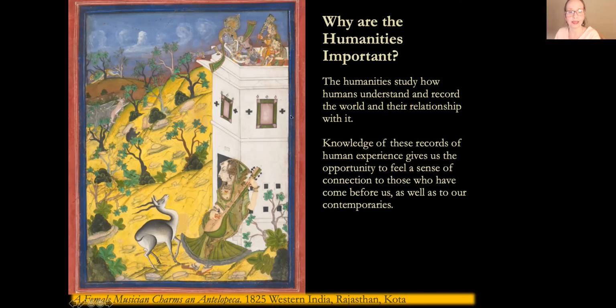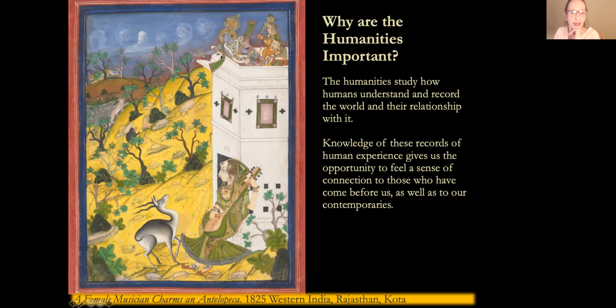What you see here is coming from Western India in the 19th century, so fairly recent relative to the span in this class. And what we're looking at is a classic rugged terrain typical of this area of India, and a woman playing a traditional stringed instrument, charming a deer. And above is the Hindu god Krishna in his tower.